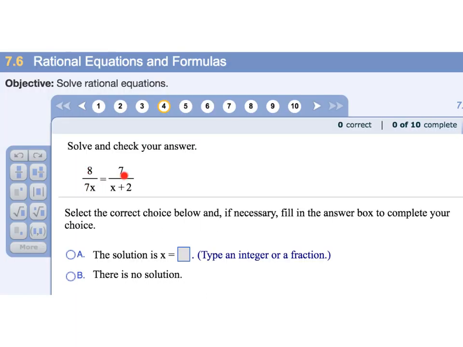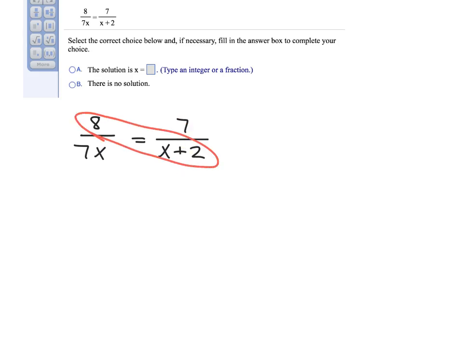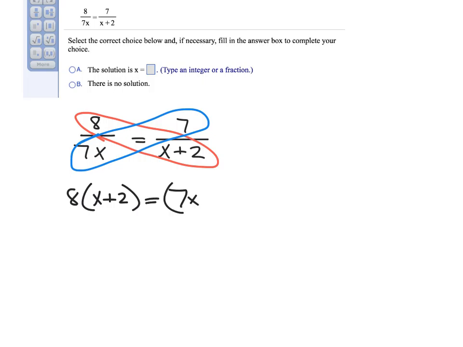We have a fraction equal to another fraction, so that means we can use our cross products method. So we've got 8 over 7x is equal to 7 over x plus 2. And because we have one fraction equal another fraction, that means the cross products are equal. So that means we have 8 times x plus 2 is equal to 7x times 7.